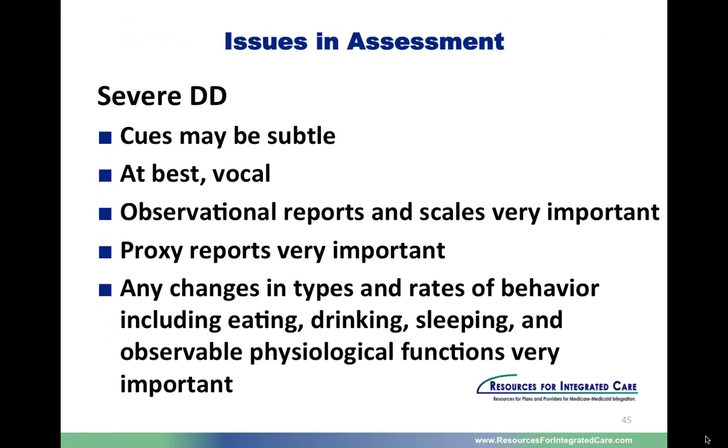So when faced with that task, you have to have a very good idea of what is the usual patient's vocal repertoire from the time before when they weren't in pain, and we're going to look for differences. Observational reports and scales are very important here as well. And any change in types or rates of behavior. Types of behavior include eating, drinking, sleeping, interacting, what the person does at all times of the day. Any change in those types of behavior can be an indication of pain.